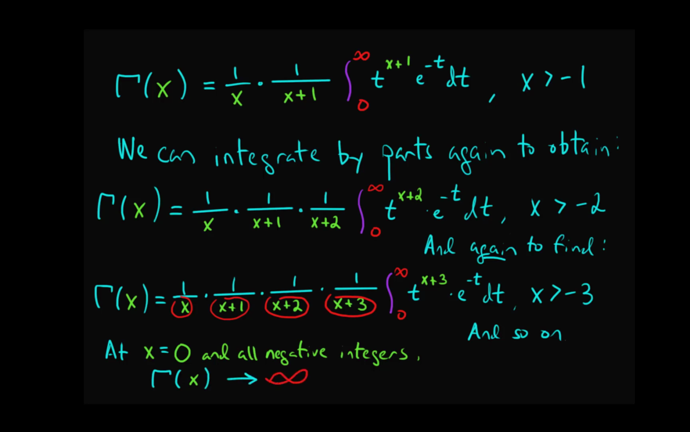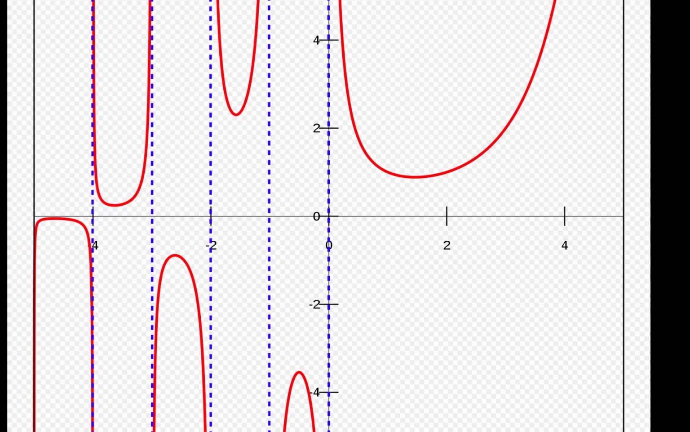So to be more precise, here I should have written gamma of x tends towards positive infinity or negative infinity, because this is what our graph of the gamma function actually looks like on the whole real line, and you can see that it has all these vertical asymptotes at 0 and then the negative integers.